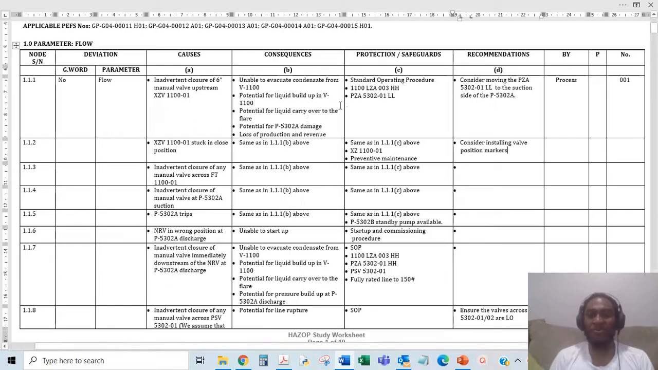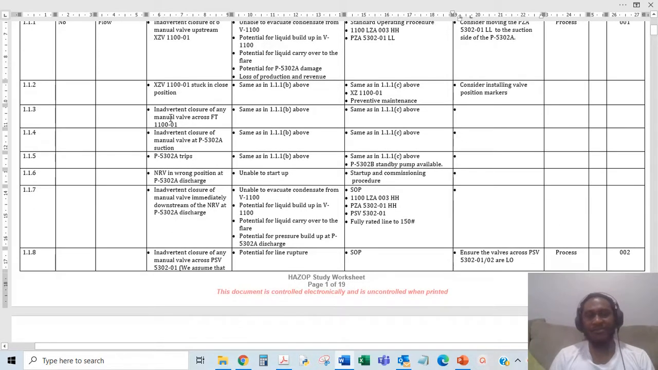So you don't have to wait for all the trips and alarms, lows to go off, or the trips tripping off valves, closing valves upstream the surge vessel. A position marker will just tell you in the control room that this valve is closed, and if you know this valve should be open, you immediately know there's a problem and go look at it. So that could also be a recommendation.